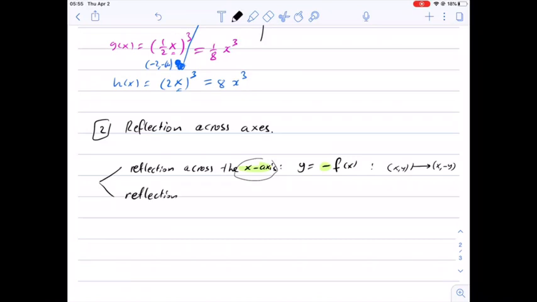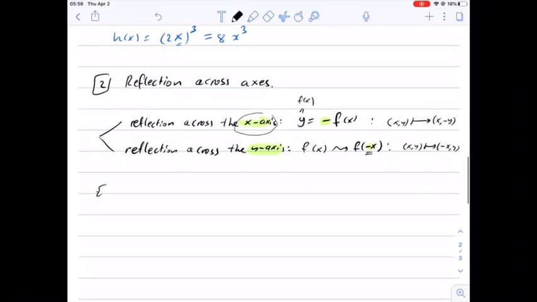And we have reflection across the y-axis if we change f of x, the y, to f of negative x. We just changed the sign of the variable, so (x, y) becomes (-x, y). In this case we get a reflection across the y-axis if we just multiply the variable by a negative sign. Let's take an example.